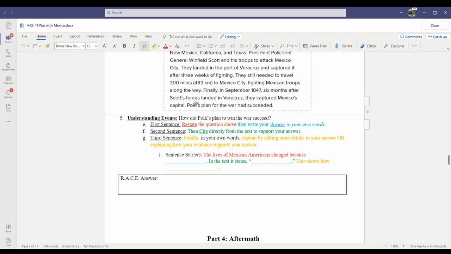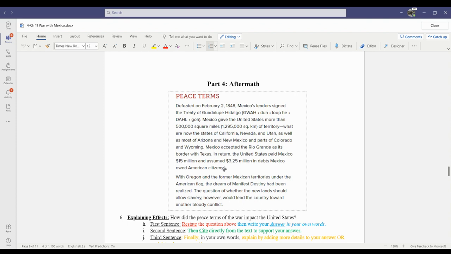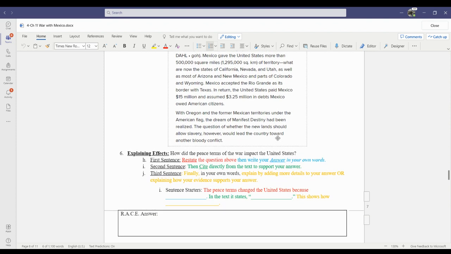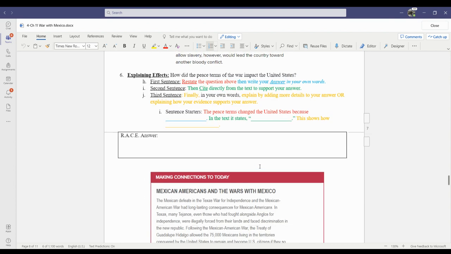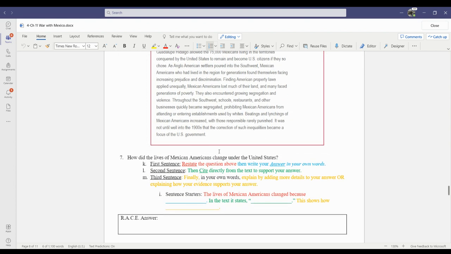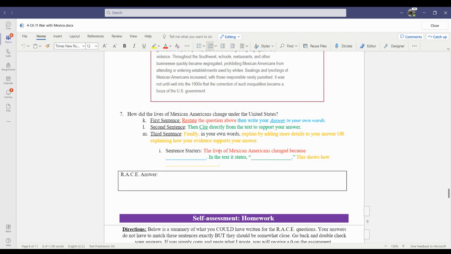Once again, a race question. Part 4, aftermath. How did the peace terms of the war impact the United States? So how did the peace terms change the United States? And then making connections today. How did the lives of Mexican Americans change the United States?